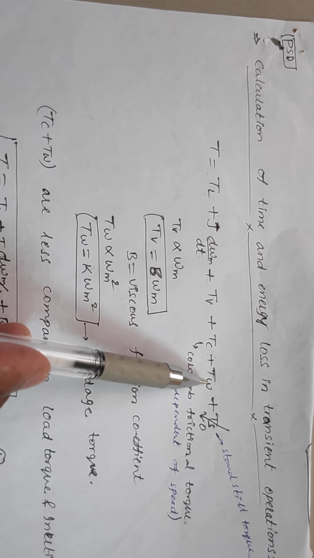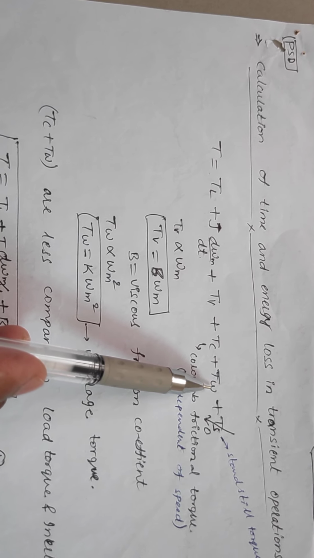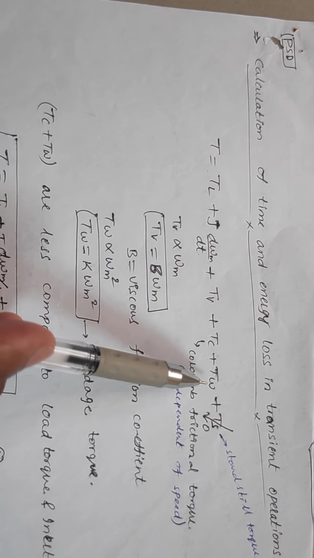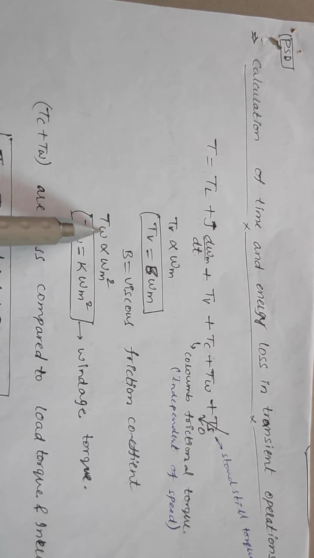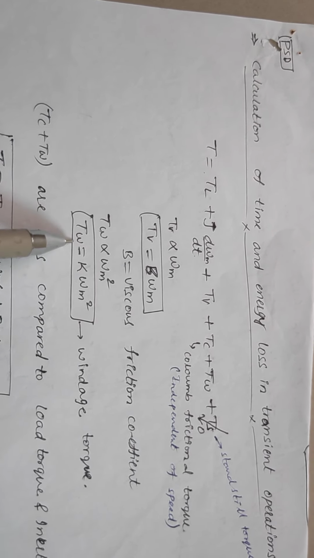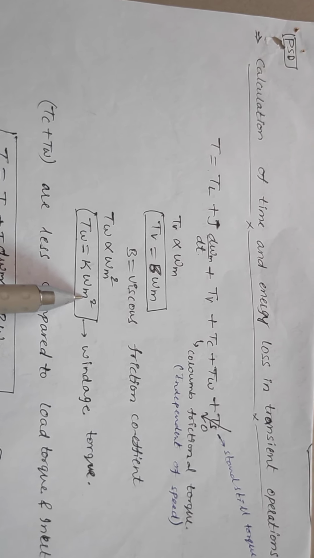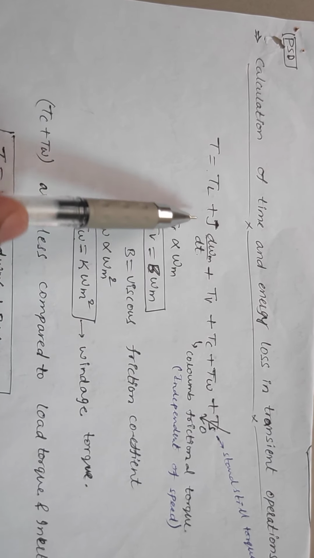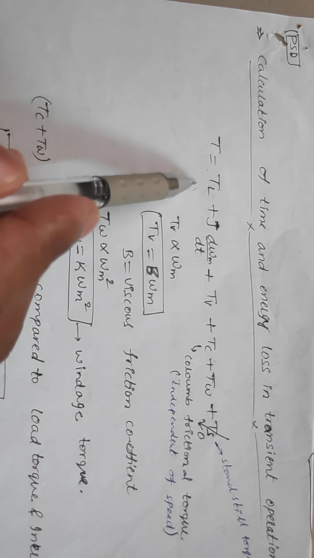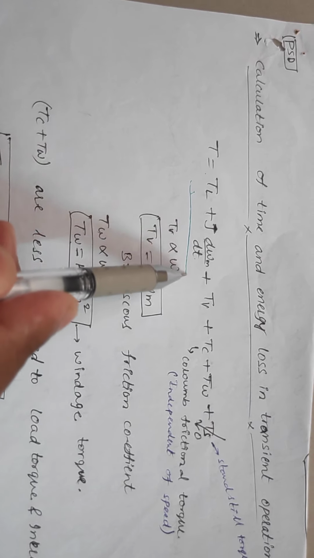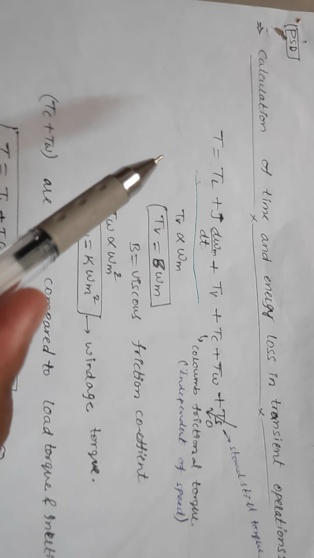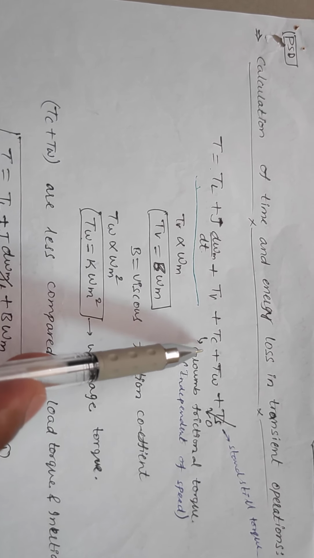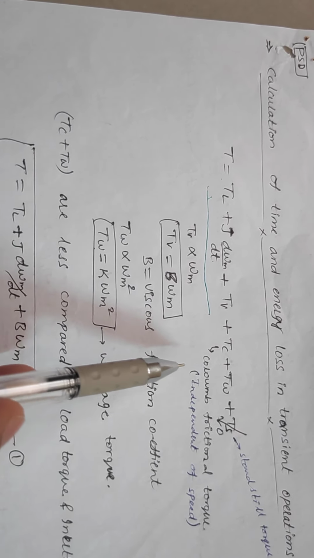Generally, this windage torque is directly proportional to the square of the speed. That is, windage torque is directly proportional to omega m square, where windage torque is equal to k into omega square. We can neglect this one also as it is less when we compare to the first three components, that is, torque due to the load, inertia, and friction.